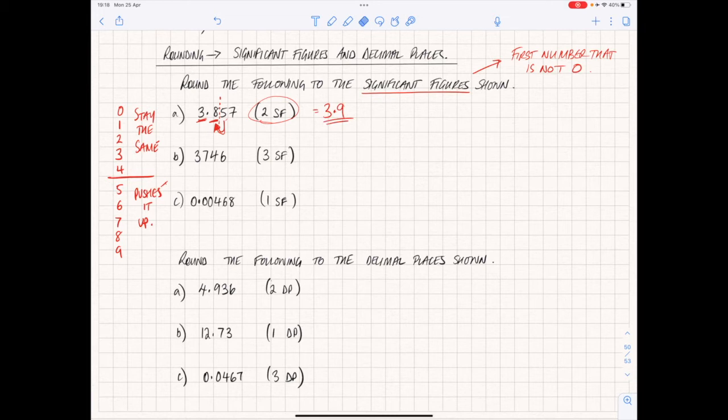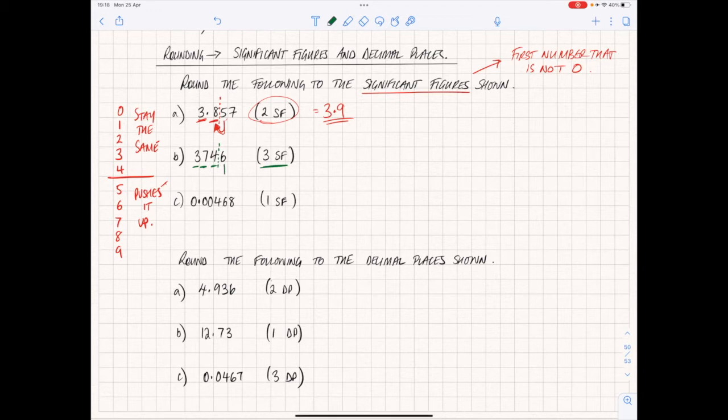It's up to you if you want to pause the video here and have a go at these, but I'm going to go through them anyway. So you can either watch or pause. 3 significant figures. So 3 significant figures here is 1, 2, 3. So this 4 is your third significant figure.